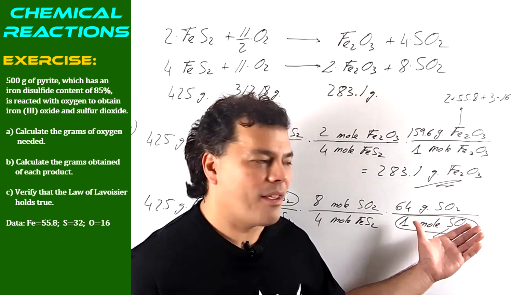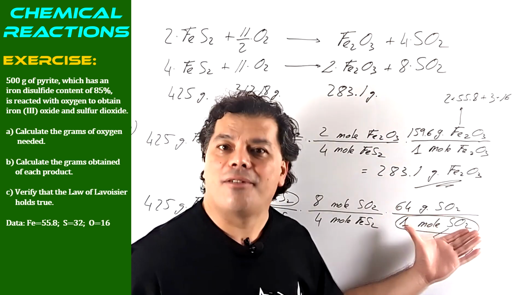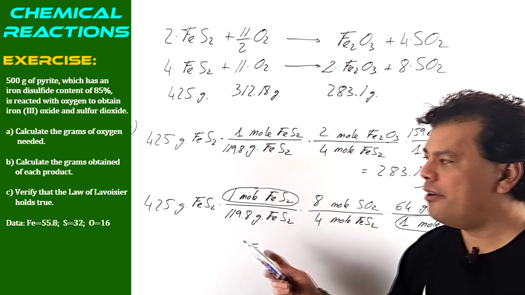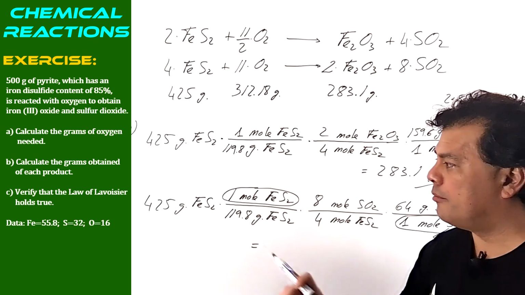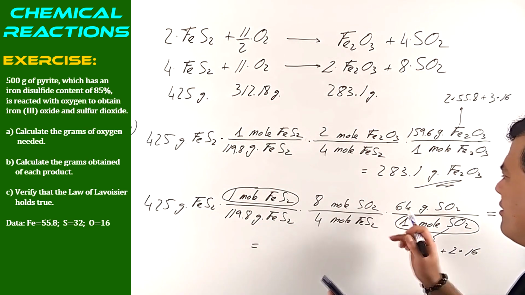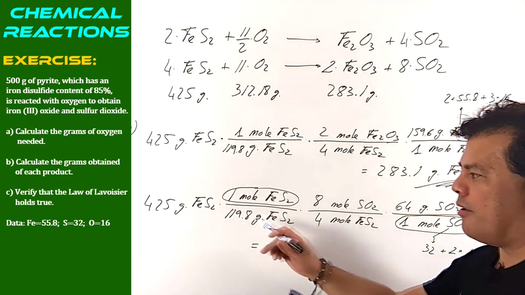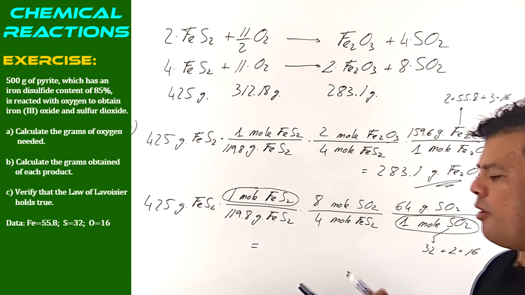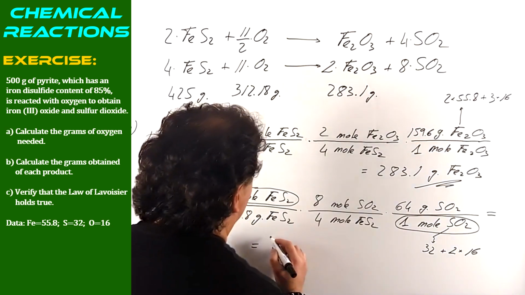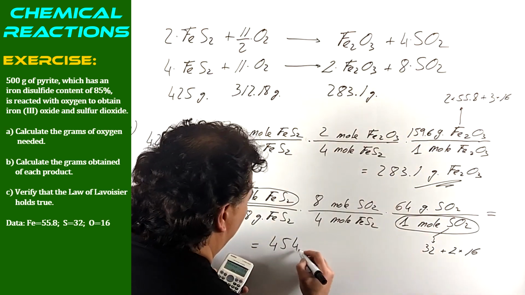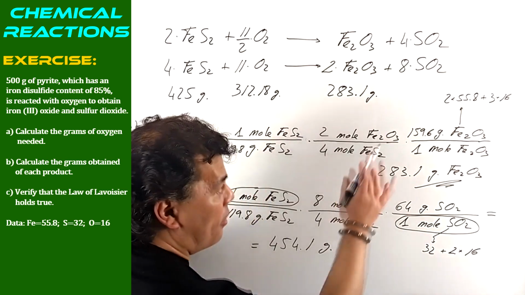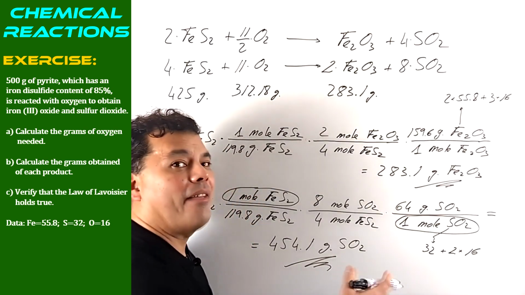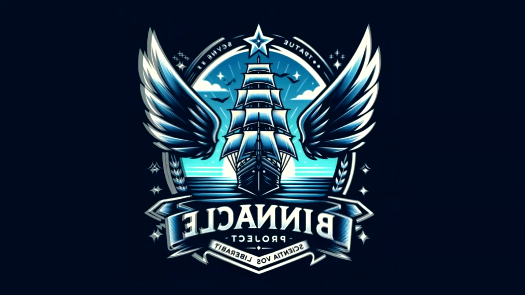If you have in your hand 64 grams of sulfur dioxide, you have 1 mole of that substance. And now, by introducing it in the calculator, we have 425 multiplying 8 multiplying 64 and divided by 119.8 multiplying 4. We have 454.1 grams of sulfur dioxide will be formed. And that's all. Binnacle Project.